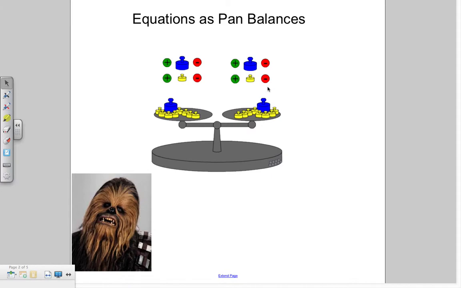Okay, so that's the general premise of solving an equation. We want to always keep it balanced if it started out equal. If I add a yellow one here, I need to add a yellow one here, etc. Okay, thanks, Chewie. We're going to take this and we're going to extend it as far as we can.